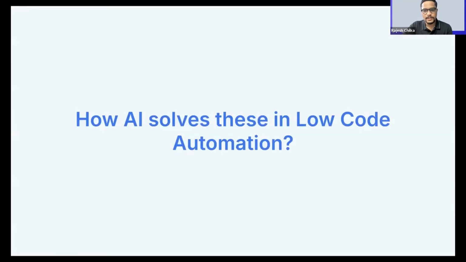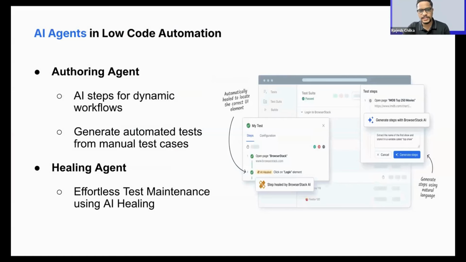Okay. So having laid out these common challenges, the big question is how can we overcome them? This is where our AI-powered local automation agents come into play. So we have two agents, the authoring agent and the healing agent. Let's look at the authoring agent first. It's all about making the tests faster, smarter, and more accessible. The two primary aspects of the authoring agent are AI steps for dynamic workflows, and generating tests from manual test cases. We'll demonstrate each of these features in a while. But the key capability of the authoring agent is the ability to automate dynamic workflows.